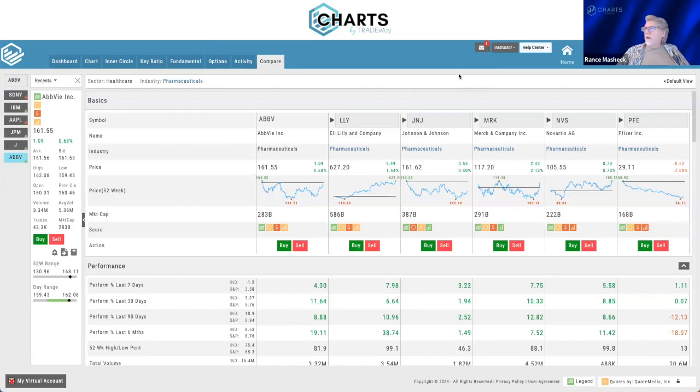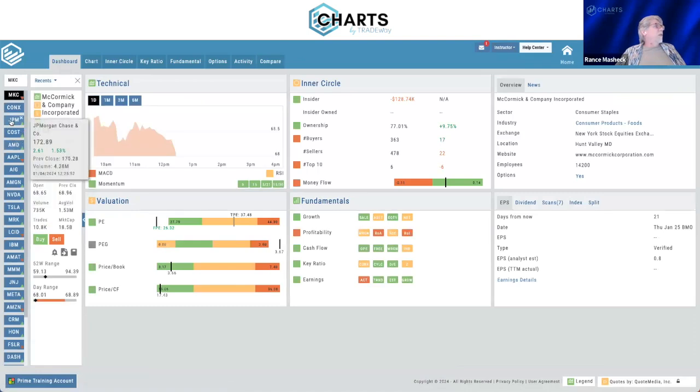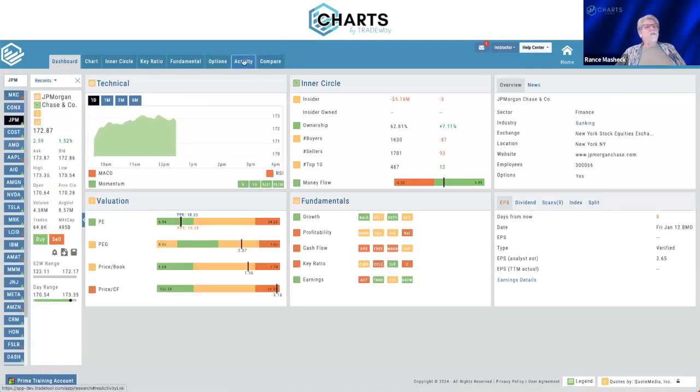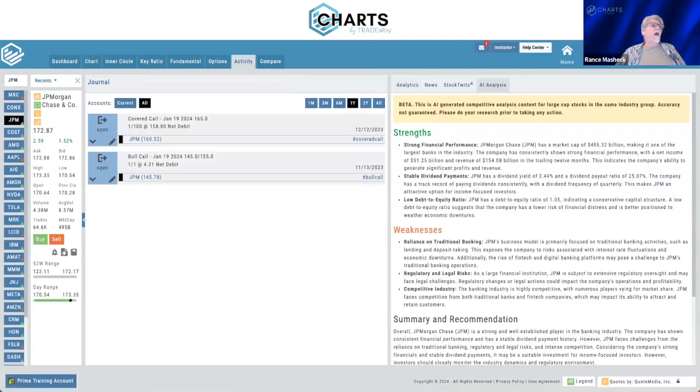Now, a couple other things that I want to mention. There's also another new feature in here, and I'm going to go over to my other screen for this, because I have some things set up. So we added another new feature, our first step into AI. If you go on any stock, you go into the activity tab and you click on the AI analysis. This will give you a competitive analysis on this stock.